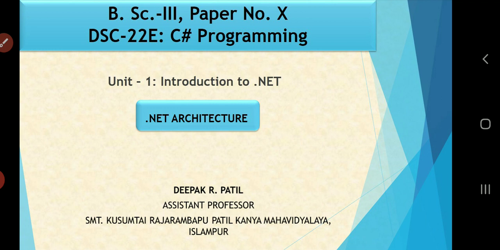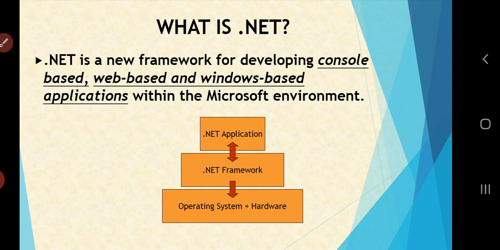Here, unit number 1 of this C Sharp programming is Introduction to .NET. So we turn to the first point, which is .NET architecture. Myself, Deepak Patel. Here we introduce the .NET architecture. Now, let's turn to exactly what this .NET architecture is.